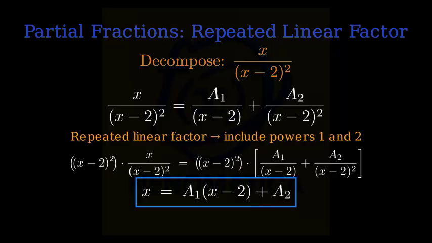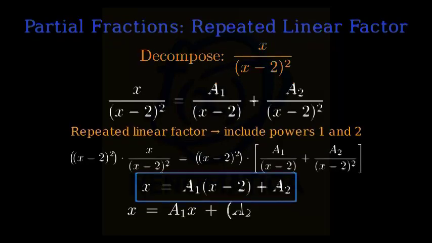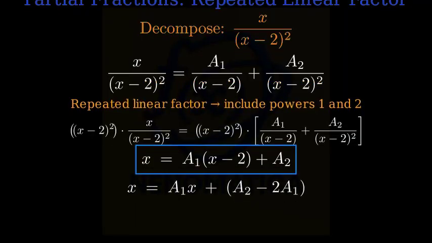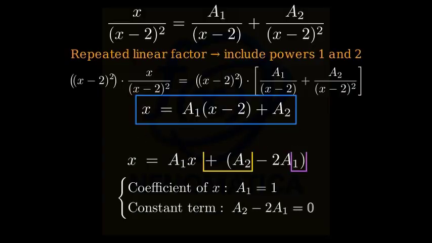That gives x equals A sub 1 times (x minus 2) plus A sub 2. Distribute A sub 1 and group like terms. A sub 1 times x minus 2 is A sub 1 x minus 2 A sub 1. So the right-hand side becomes A sub 1 x plus (A sub 2 minus 2 A sub 1). Now match coefficients with the left side.